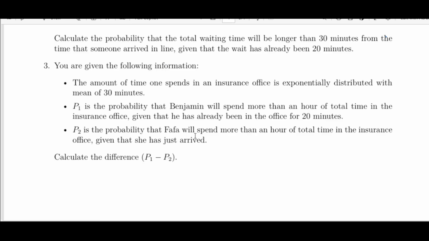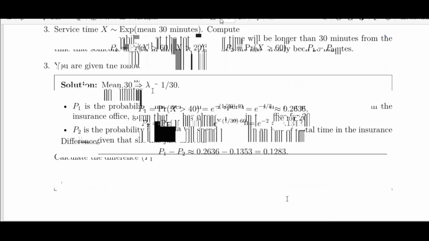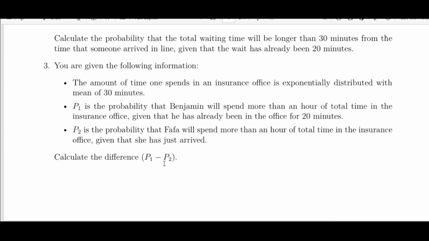Let's look at the next one. P2 is the probability that Fafa will spend more than an hour of total time in the insurance office, given that she has just arrived. This is a very simple question. Given that she has just arrived, we are just finding the probability that X is above 60 minutes, and that also gives us this. So we want P1 minus P2. Just calculate P1 and P2, then the difference. As we do that, we are going to get 0.1283 as our final answer.